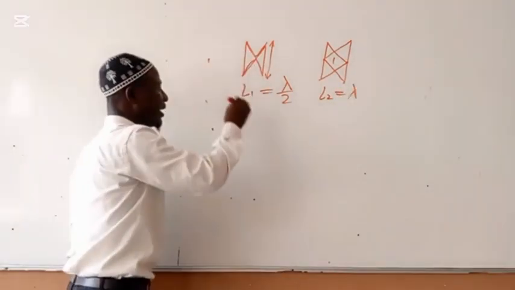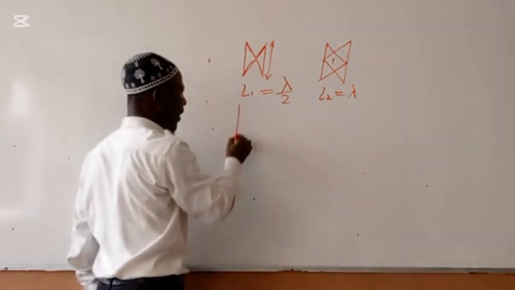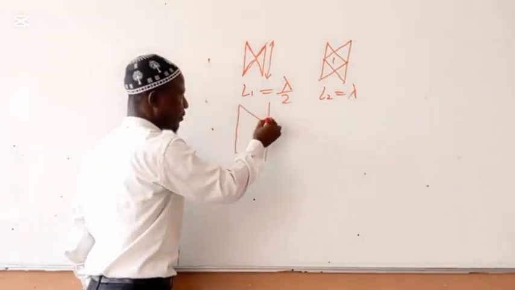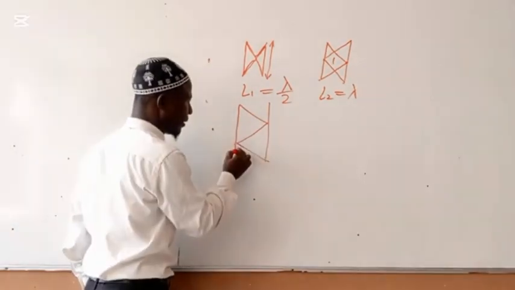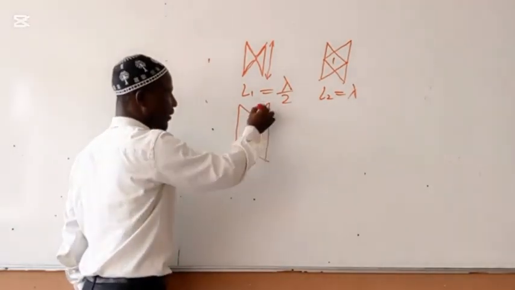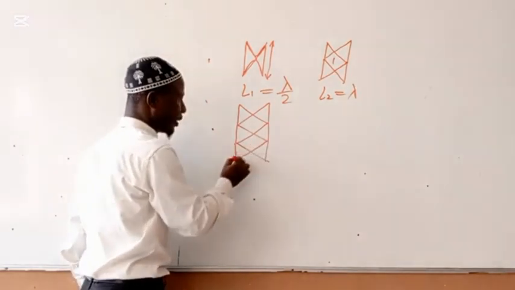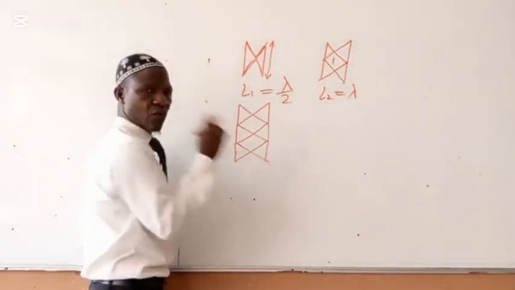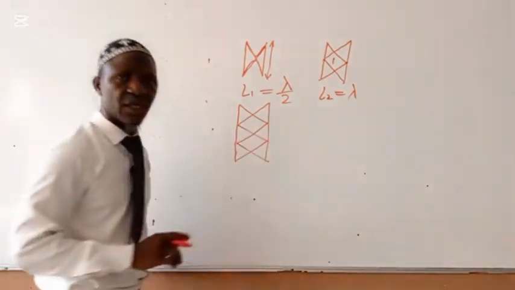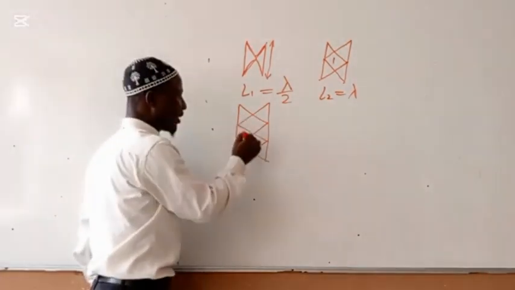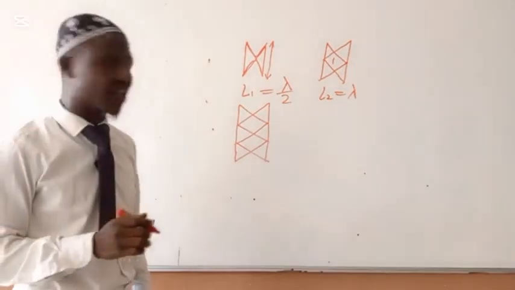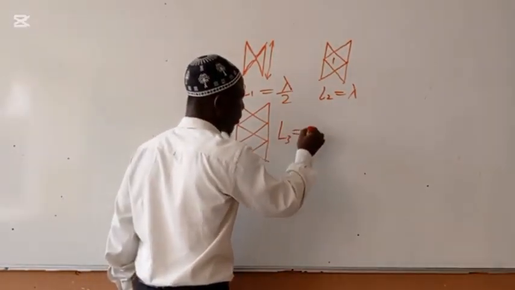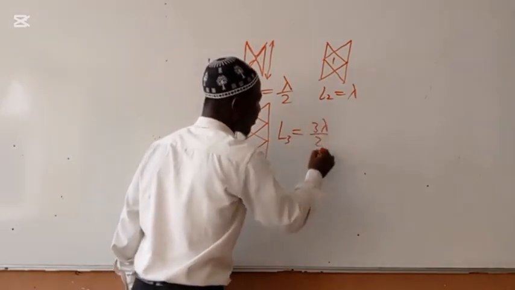So what of the third one? You have the third one like this. Maybe I'm going to draw it 3 times. 1, 2, 3. Then do the same thing for the other side. 1, 2, 3. So look at it very well. We have this and this, 1 circle, making 3 circles. So add them together, lambda over 2, lambda over 2, lambda over 2 in 3 places. It will give you what? Therefore, L3 is equal to 3 lambda over 2.